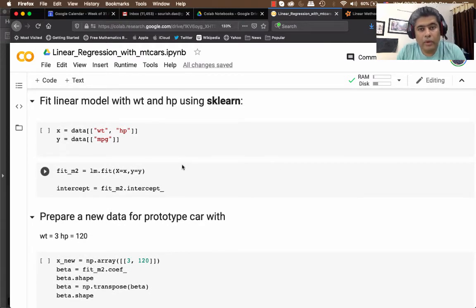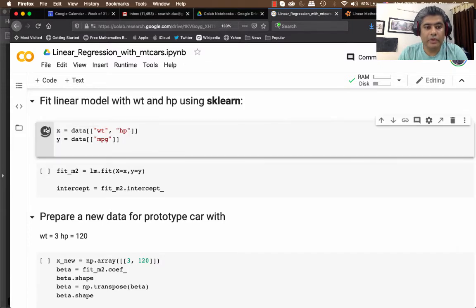Now we are going to fit the model with weight, and we are going to bring another variable, horsepower, into the analysis using scikit-learn. So we choose the weight and the horsepower in the X matrix, or the design matrix, and in the Y our target variable is miles per gallon. So we fit the second model, model 2.